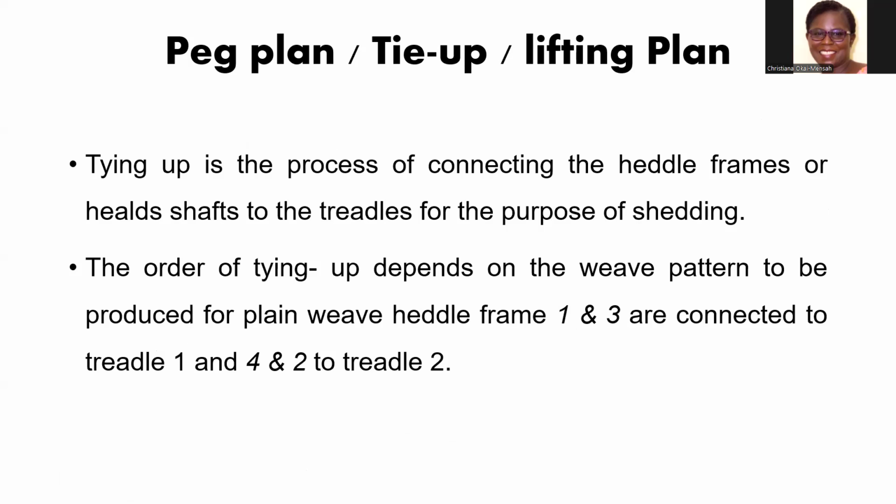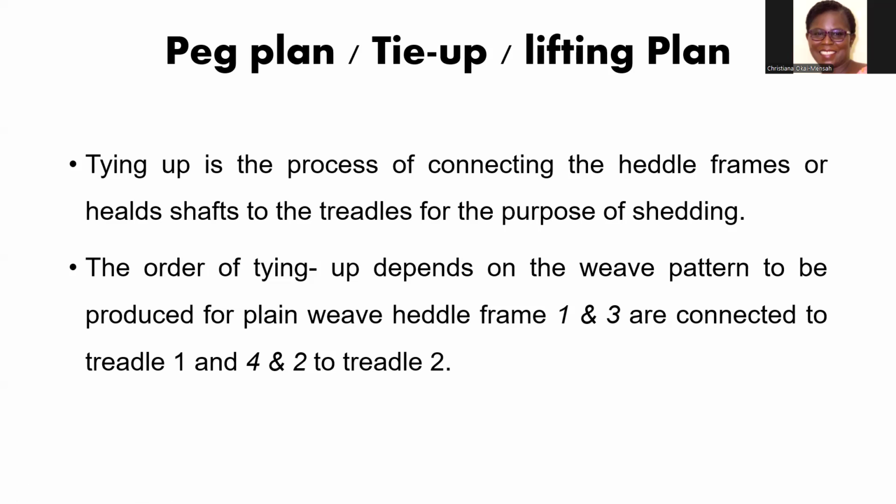So after the threading, we are supposed to connect the shaft to the threaders, and that is called the peg plan or tie. In certain books, we use lifting plan. Which treadle are you going to lift before the other? So lifting plan.